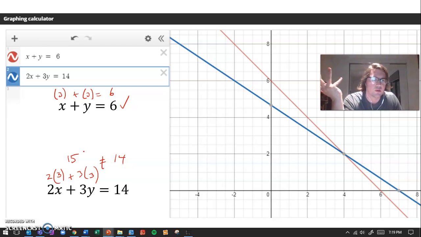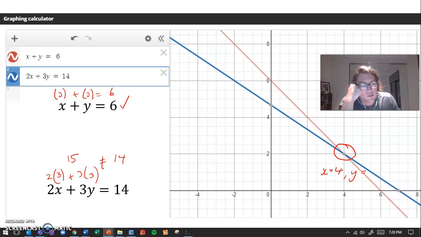There are a few ways of working this out, but the quickest way is to graph both the equations. So if I type these equations into a graphing calculator, you can see here that I get a point of intersection. And that point of intersection is the solution for both of those equations, when x is equal to 4 and y is equal to 2. Okay? And we can test that.